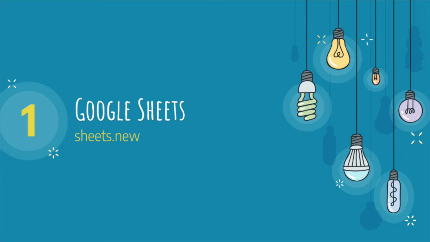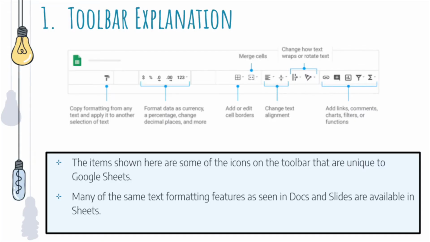So the first thing we are going to take a look at is the toolbar, and I just want to point this out because it is a little bit different than the one in Docs as well as the one in Slides, because some of these are more specific to data, and that's what Sheets does really well. So you'll notice that there are some different formatting options and some alignment and things like that. So just keep in mind where these items are and feel free to use this as a reference.